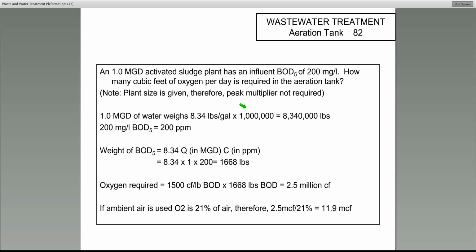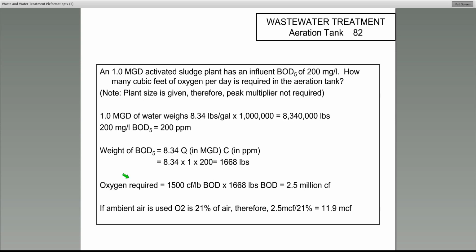Okay, let's say you have a 1 MGD plant with a BOD of 200. How many cubic feet of oxygen per day is required for the aeration tank? Now, I'd go directly to this formula that we used before. BOD is equal to 8.34 times Q in MGD and C in parts per million. It's a 1 MGD plant, so you plug 1 in for Q. 200 parts is 200 milligrams per liter, plug in 200. So the weight of the BOD is 1,668.